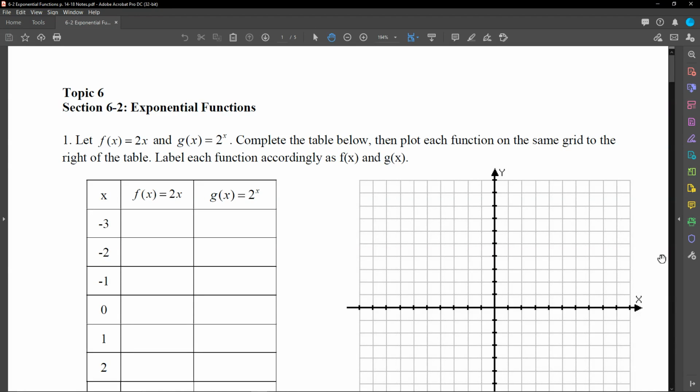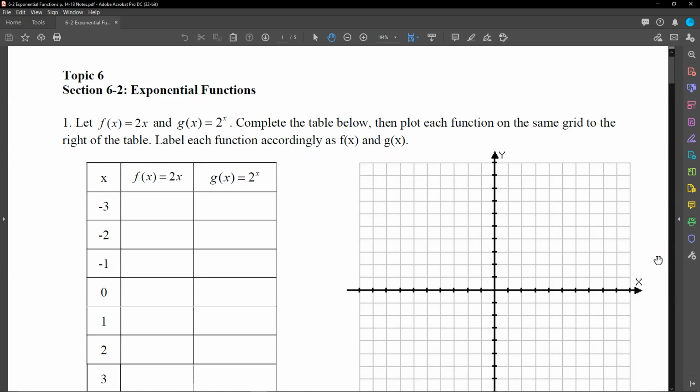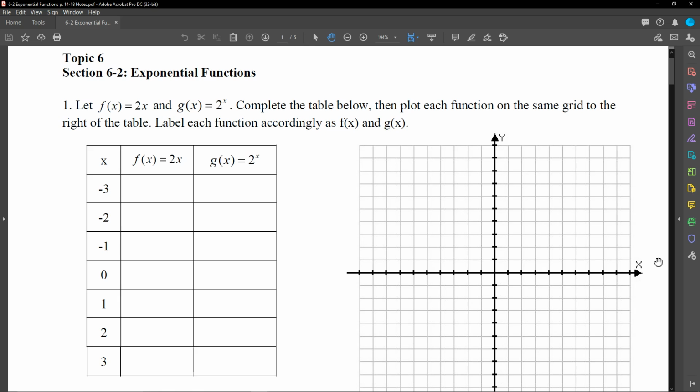All right, here we go with our notes on 6-2 exponential functions. Let's begin with f of x and g of x, where f of x is 2x and g of x is 2 to the power x. Let's go ahead and construct a table of values, beginning with f of x.